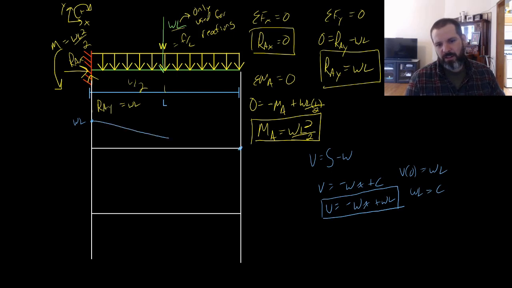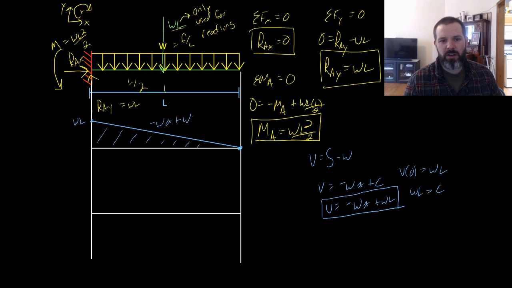This is a line that goes from WL to 0, and the equation is minus Wx plus WL. So in this case, we had a constant load. The integral of a constant is a line, so we have linear shear. Since the integration holds, we're going to end up with a parabolic moment.